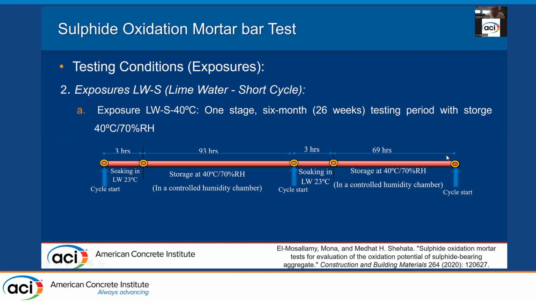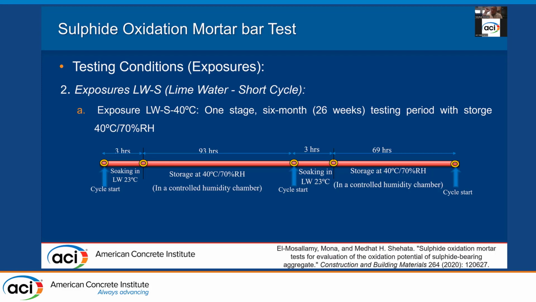The second one is again soaking in lime water. Now that we don't have bleach, I was more encouraged to raise the temperature, so we used a temperature of 40 degrees Celsius. This will be the first phase. Then in the second phase we tried to continue as is, assuming that at 40 degrees and 100% humidity, or 40 degrees and 70, you're likely to get both oxidation and sulfate attack.